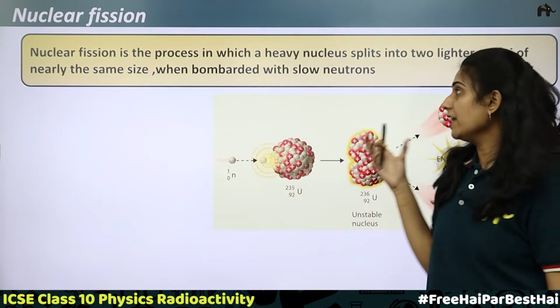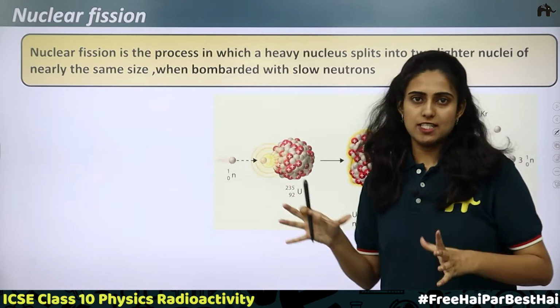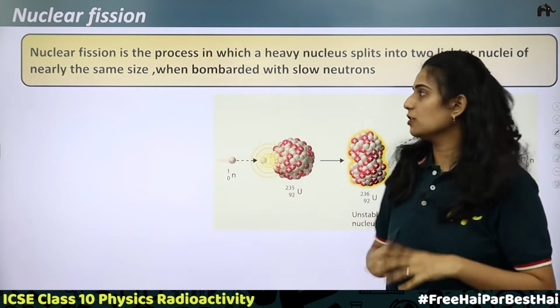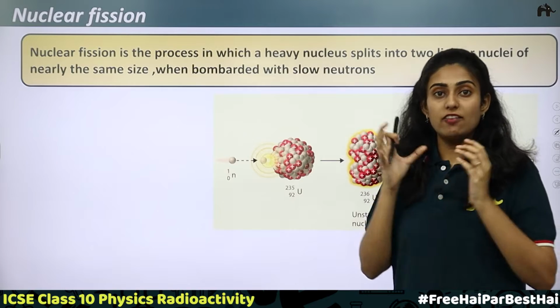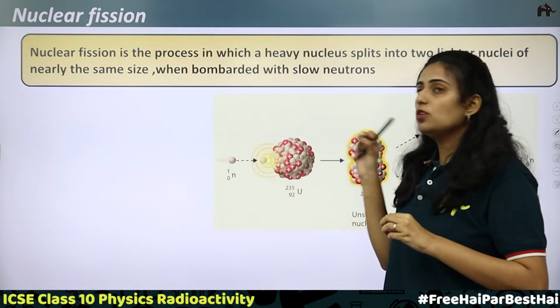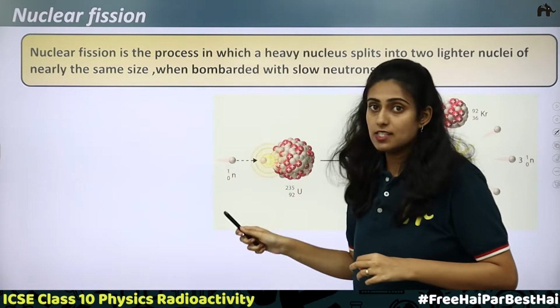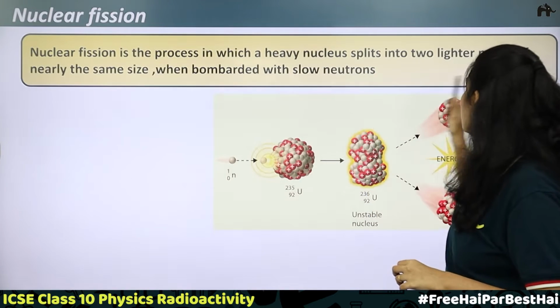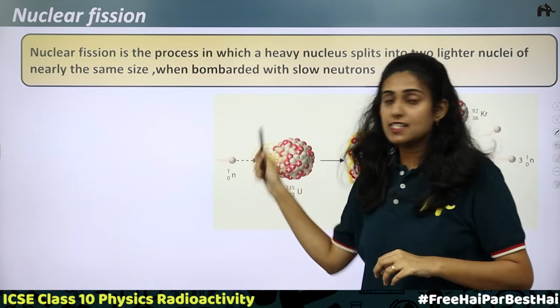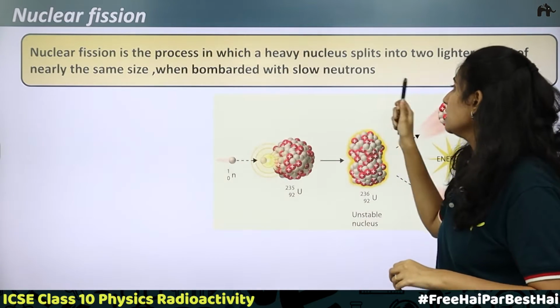Okay. Nuclear fission. Fission means splitting. Just understand, fission means splitting. So here what happens is a heavy nucleus splits into two lighter nuclei. This is what nuclear fission is. Nuclear fission is a process in which a heavy nucleus splits into two lighter nuclei of nearly the same size when bombarded with slow neutrons.